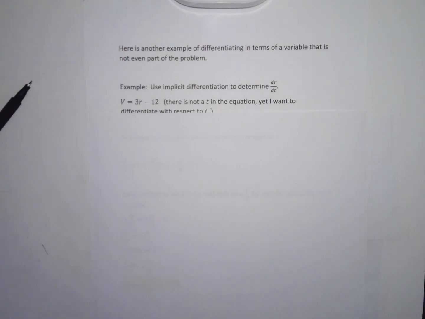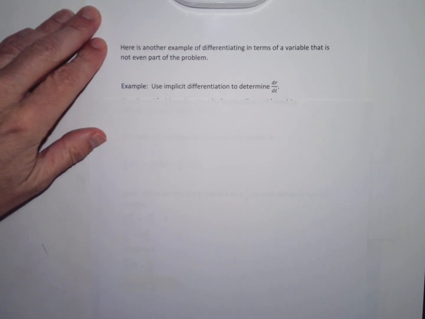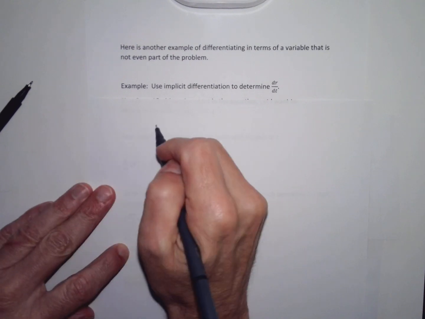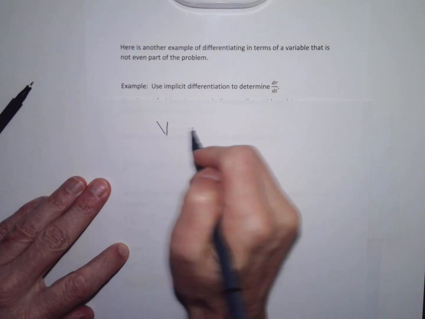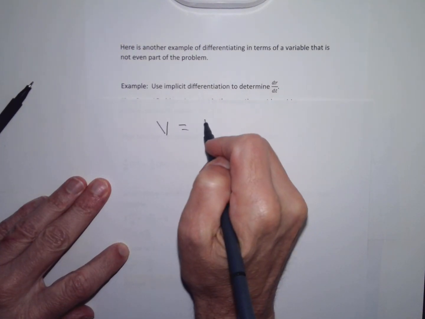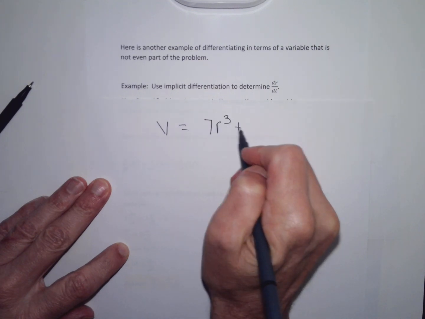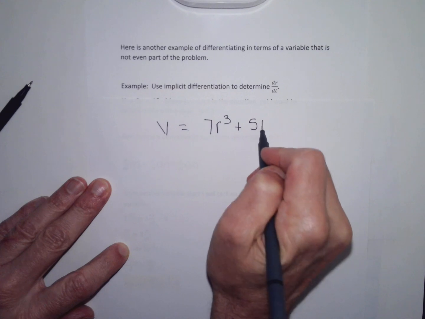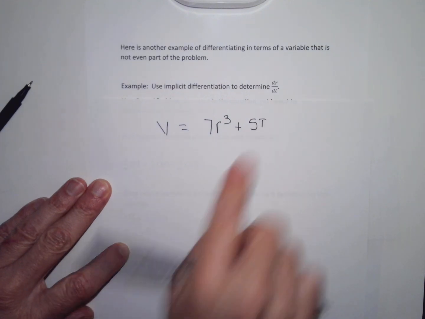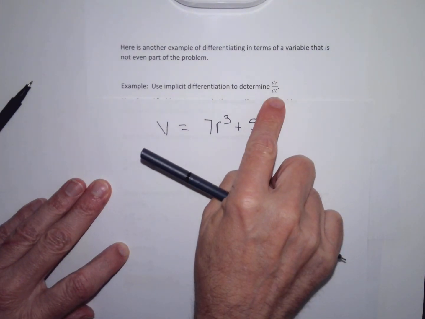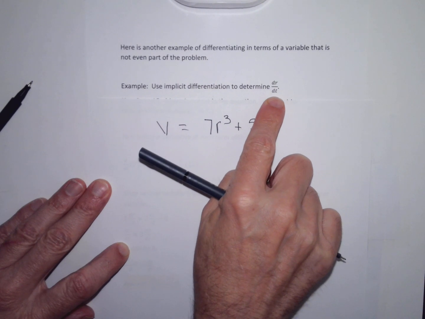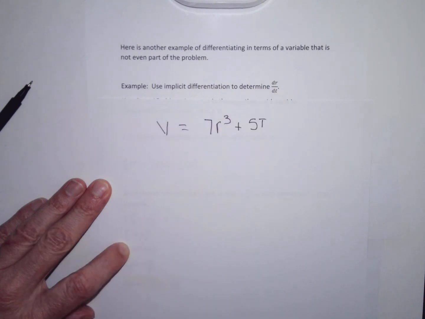And if a derivative was a t, in fact, let me change this problem. Let me do this real quickly. Let me find dr/dt for, how about this? V equals 7r cubed plus 5t. If I'm asked to find the derivative of r with respect to t, that means I need to solve for dr/dt. The equation isn't solved for r in terms of t. I need to use implicit differentiation.